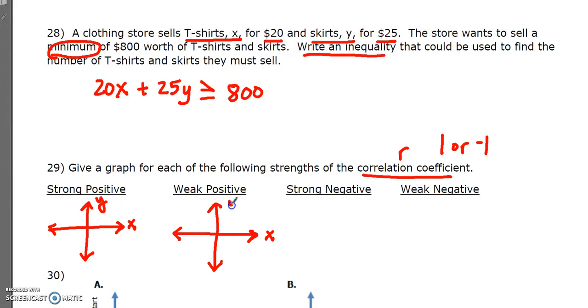Okay, so here's X and then Y. And my last one.